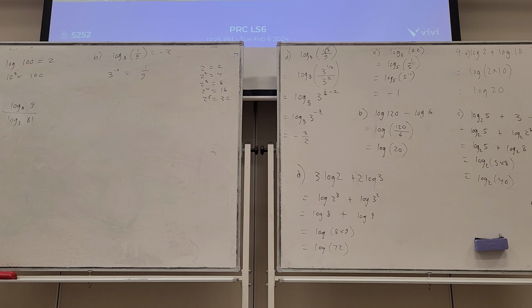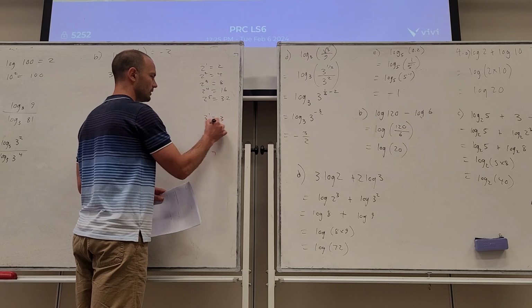So I'm going to use 2 strategies. I want to demonstrate 2 strategies for you here. The first is that we can express both of these numbers as powers of 3. So at the top, I can have log in base 3 of 9. 9 is 3 squared. And at the bottom, I have log in base 3 of 81. 81 is 3 to the power of 4. So it helps to know our 3's as well.